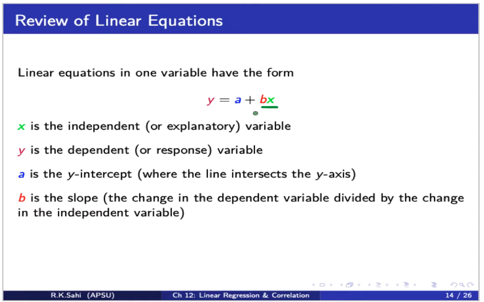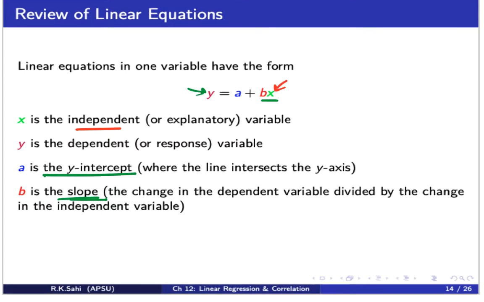So here, please notice that a is the y-intercept and b is the slope, where y is the dependent or the response variable and x is the independent or the explanatory variable. So that's the linear equation, and the slope tells us if the slope value is positive, that means the line is going up. If the slope value is negative, the line is going down. All those things of a straight line will help us in our analysis here.